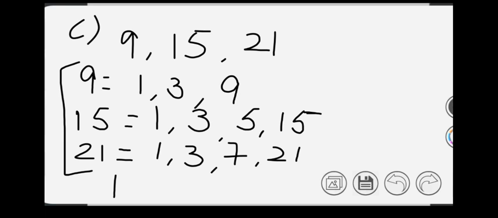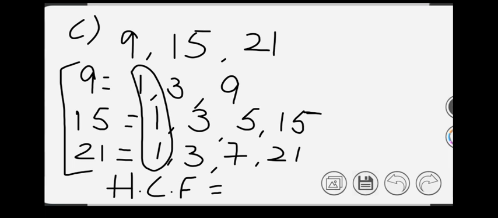Now let us find the highest common factor for these 3 numbers. So for that first we need to find the common factors. So as we can see that this one is coming in all the 3. This is the common factor for all 3 numbers. And similarly this 3 also. This is also a common factor for all 3 numbers. And out of these 2, which one is the highest one? The highest common factor is 3 here.